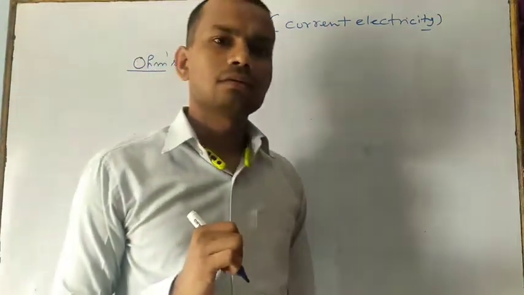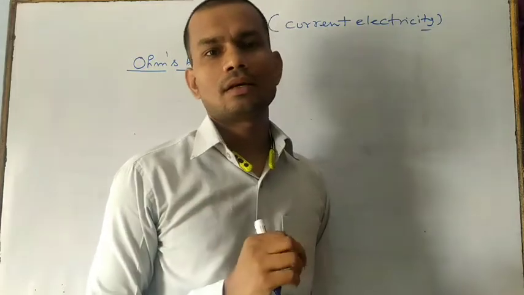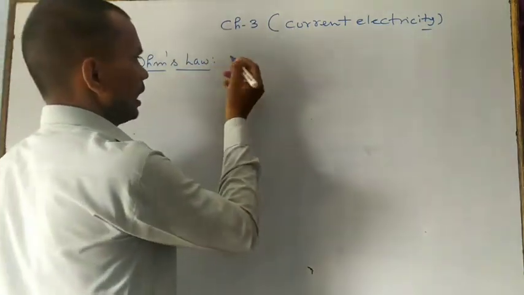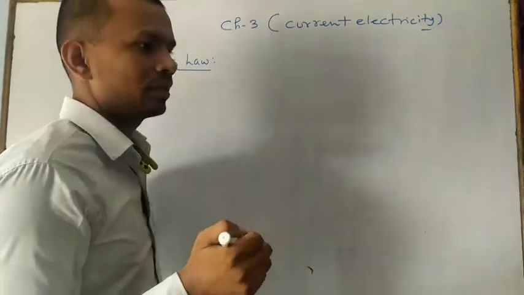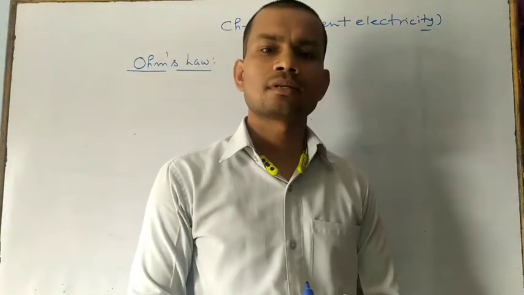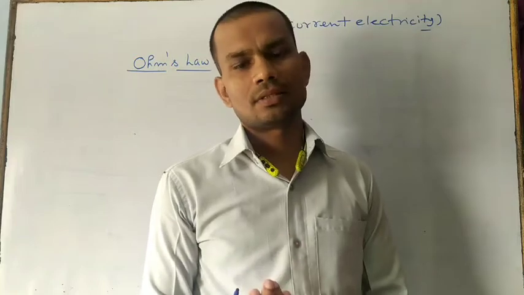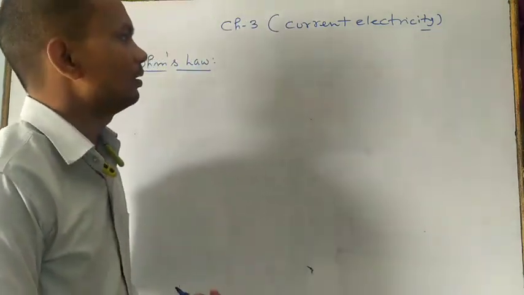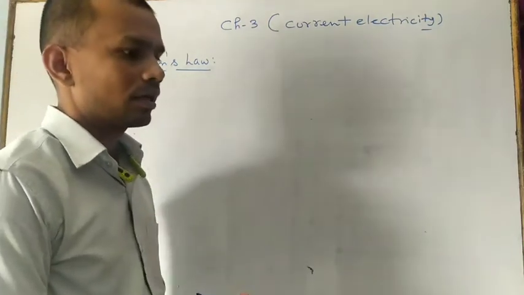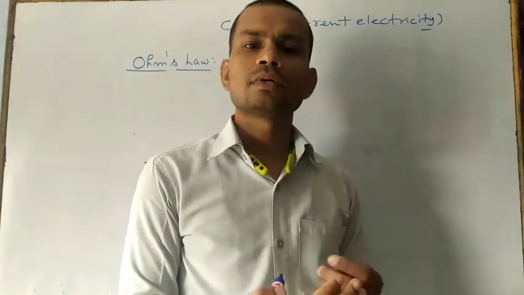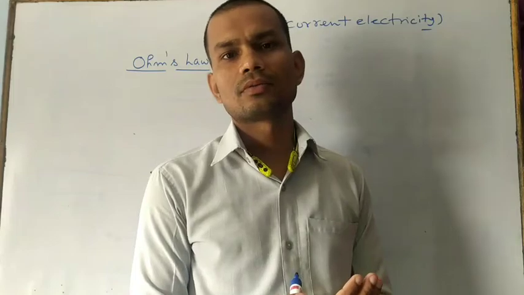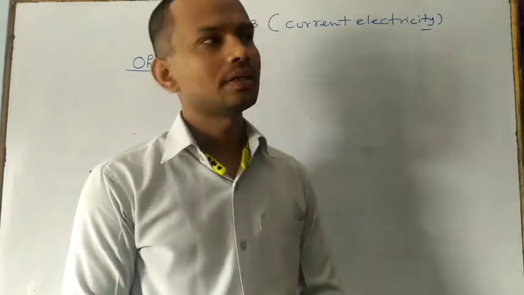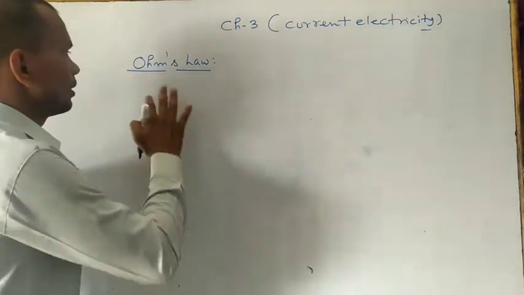Ohm's law you have already studied in lower classes. According to Ohm's law, if you keep the physical conditions of any conductor, like temperature, pressure, etc., constant, then the current flowing through a conductor is directly proportional to the potential difference applied across the ends of the conductor, right? So this is the simple meaning of Ohm's law.